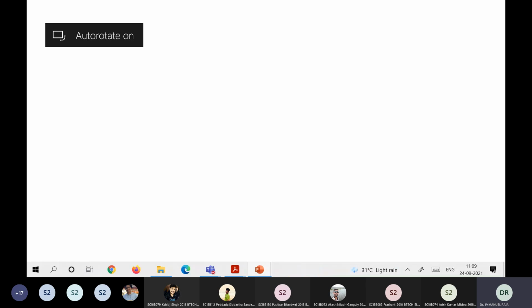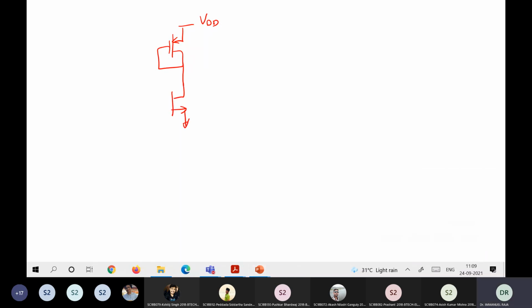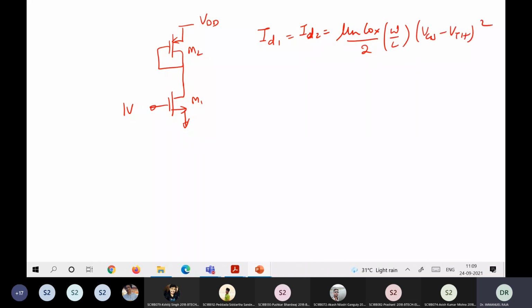right? So you are given something like this, right? The V in DC is 1 volt, right? So the drain current ID, let's call it M1, M2, ID1 equal to ID2 is equal to what? Mu n Cox by 2 W over L VGS minus VTH the whole square. That's it, right? Now with this you will get a certain amount of drain current.